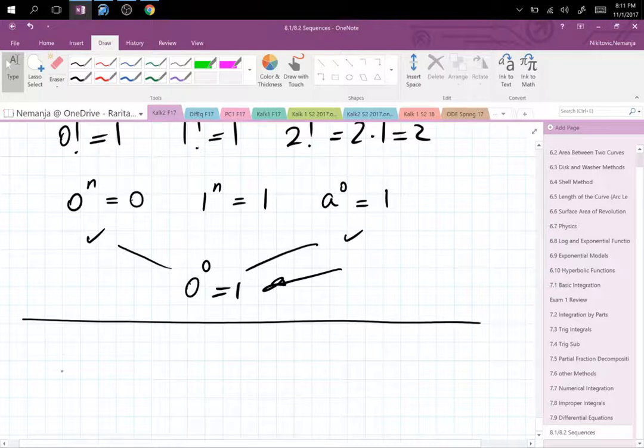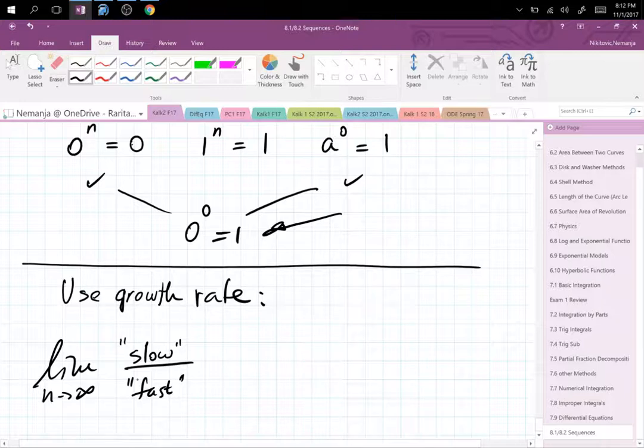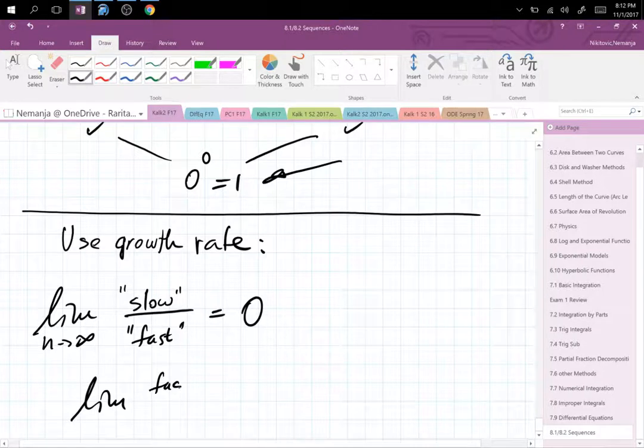How do you use growth rate? You have the limit as n goes to infinity, and I'll say slow over fast. That one works out to be 0. And the limit of fast over slow is infinity.